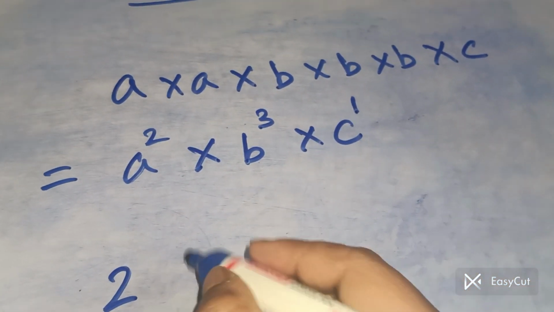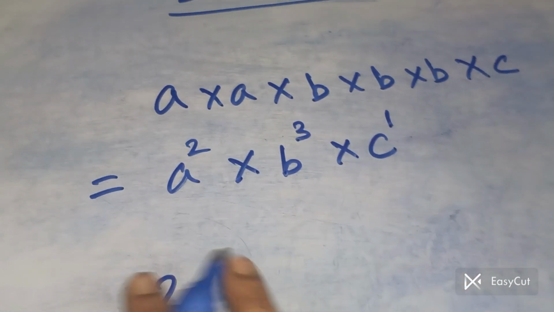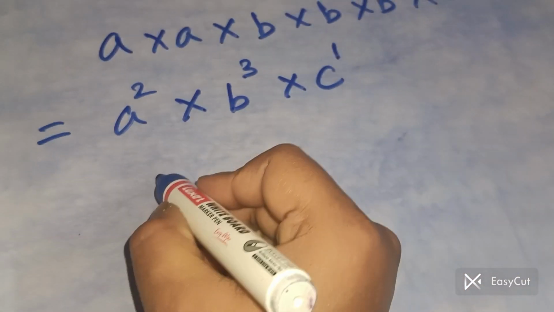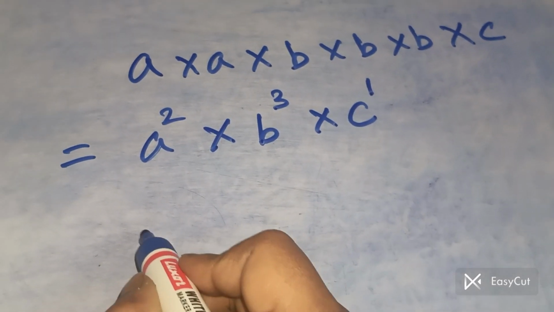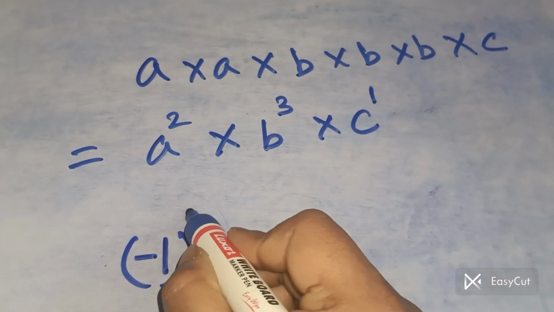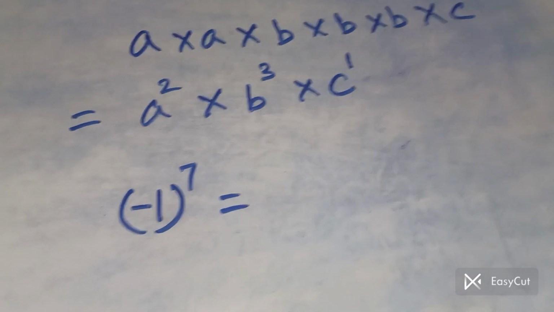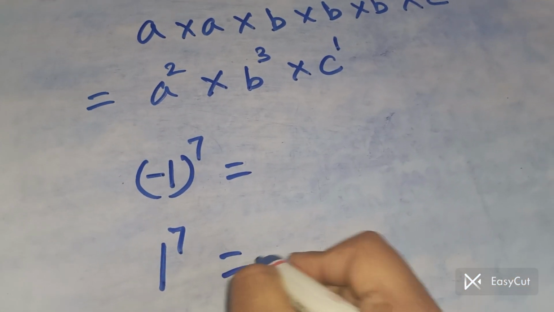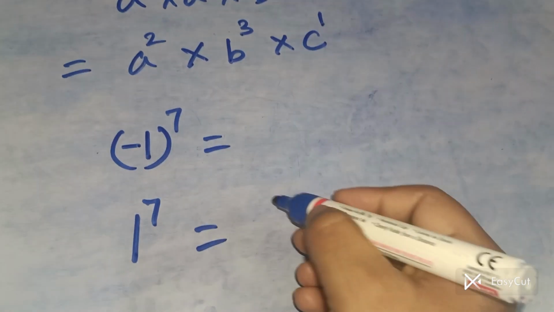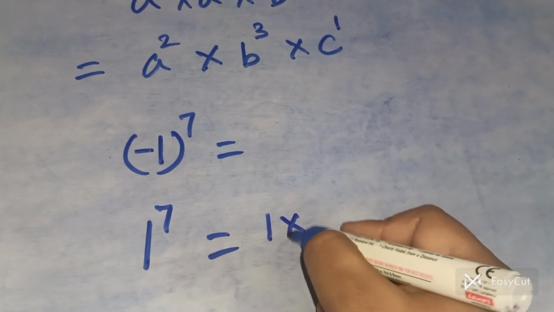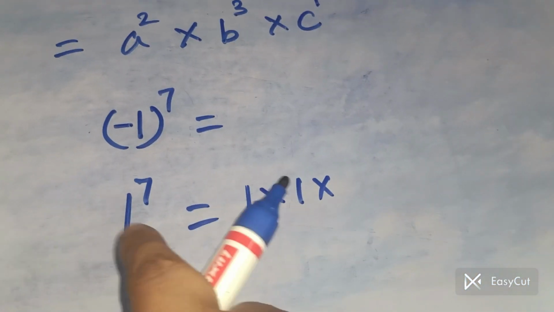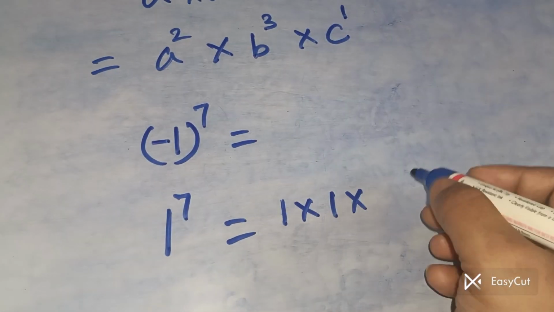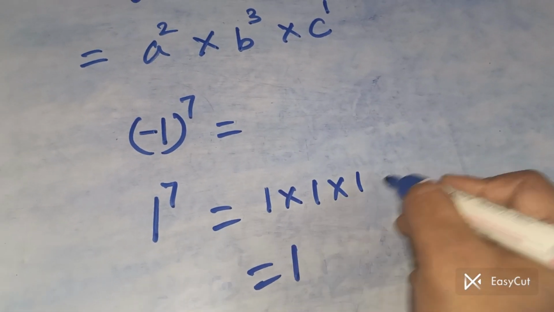Suppose I'm giving one example from a number: minus 1 to the power 7. See, this is a very good example, 1 to the power 7 and minus 1 to the power 7. What is the difference? 1 to the power 7 means 1 written 7 times. Many students get confused and say this answer is 7. 1 to the power 7 is only 1. The answer will be 1. Why?